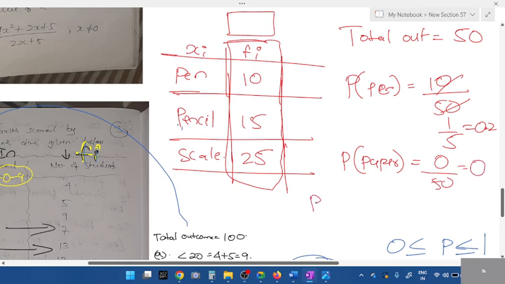Next, what is the probability of pencil and scale together? Pencil and scale. What are the two things? 15 plus 25 divided by 50. So 40 divided by 50 is 4 by 5. I think 0.8. Okay, convert into decimal.